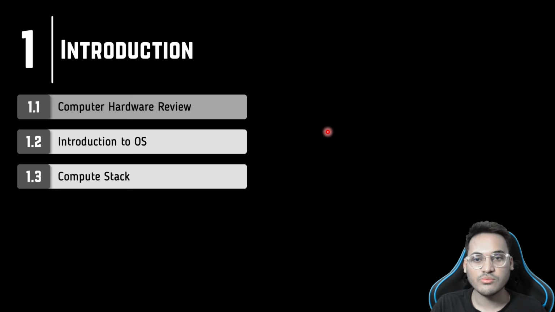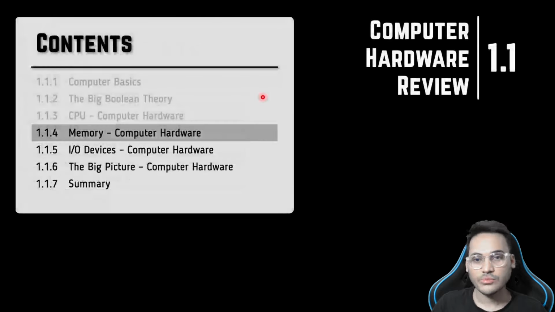This video is part of a lecture series on operating systems, and currently we are on the first module of this course, that is the introduction module. The idea behind this module is to give you a basic introduction to operating systems. Within this module, currently we are on the first topic, that is computer hardware review. In this topic, we are going over the computer hardware concepts once again, so that when we start studying operating systems, we have a good understanding of how the hardware works, right?